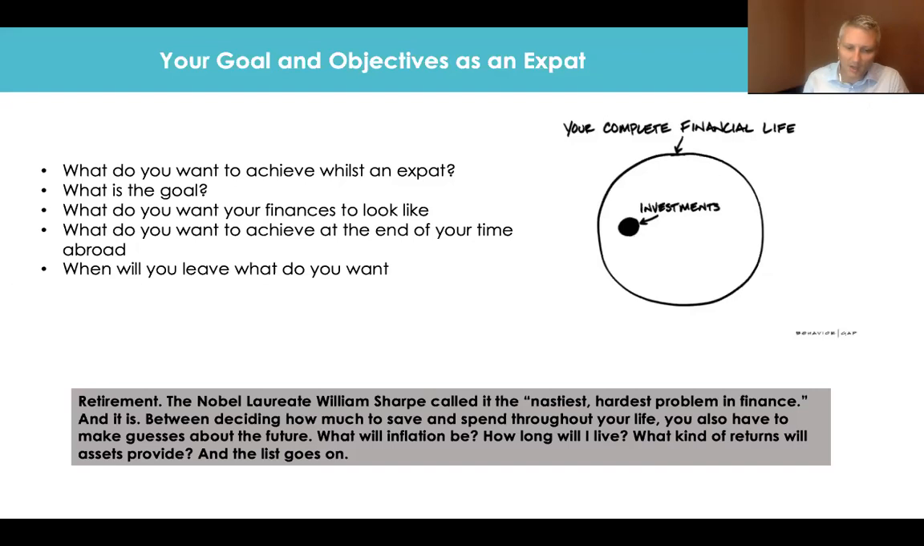Investments are just one part of your overall financial life. For instance, retirement is, as William Sharpe says, the nastiest, hardest problem in finance. It is between deciding how much to save and how much to spend throughout your life. You also have to make guesses about the future. What will inflation be? How long will I live? What kinds of return will the assets provide? The list goes on. We hopefully can help you with these types of questions. We can give you the plan, and we can go through all these assumptions to show you what the implications are on making your decisions.